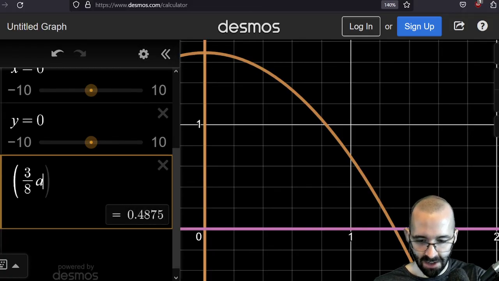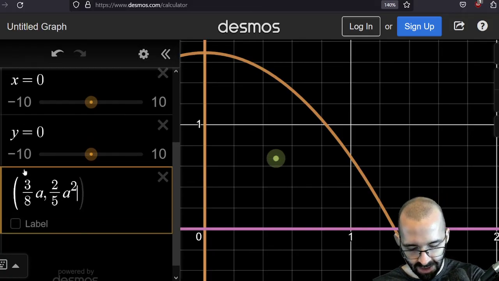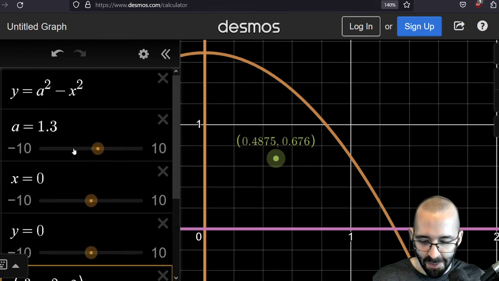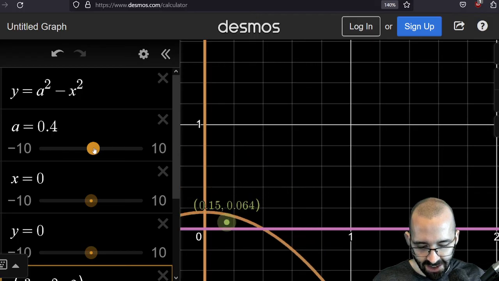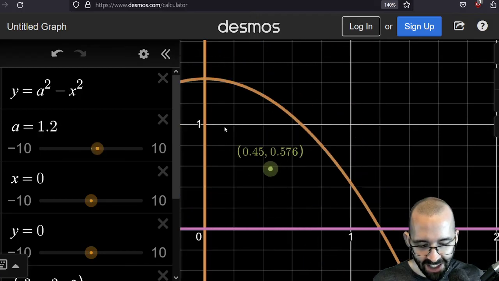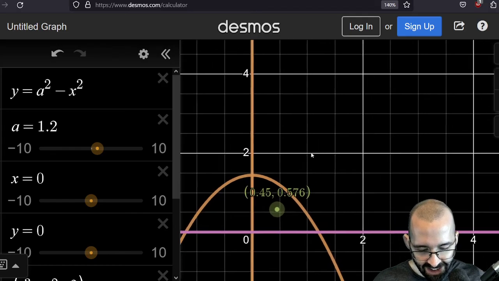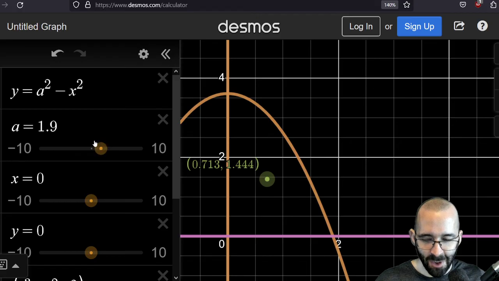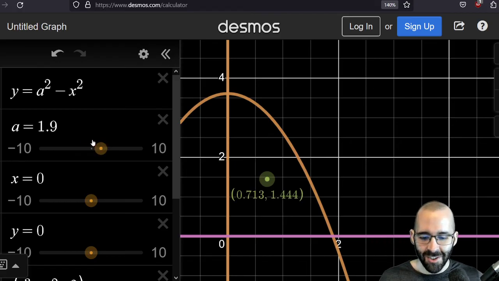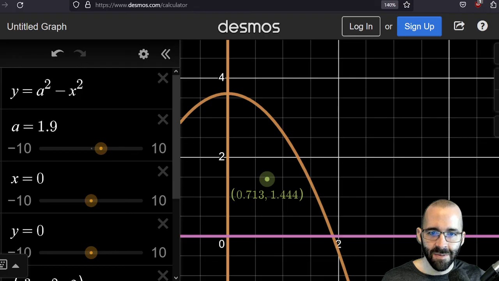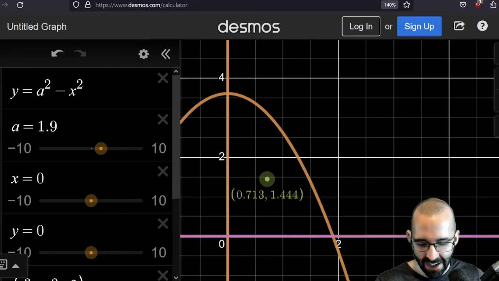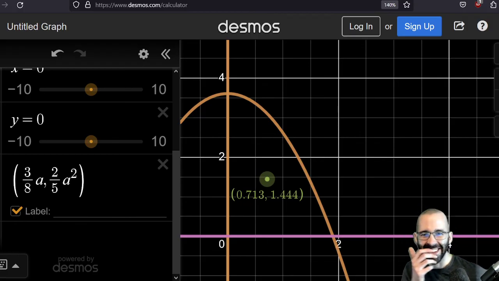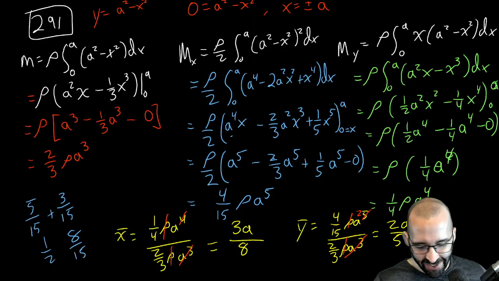Let's check. Does that green dot look like the center of mass? Does it look like it's in the middle? Kind of does, right? What if we got the right answer, everyone? What if it's right? Check our answer. A over 6. Do we have that? No, we don't. 4a squared over 5.